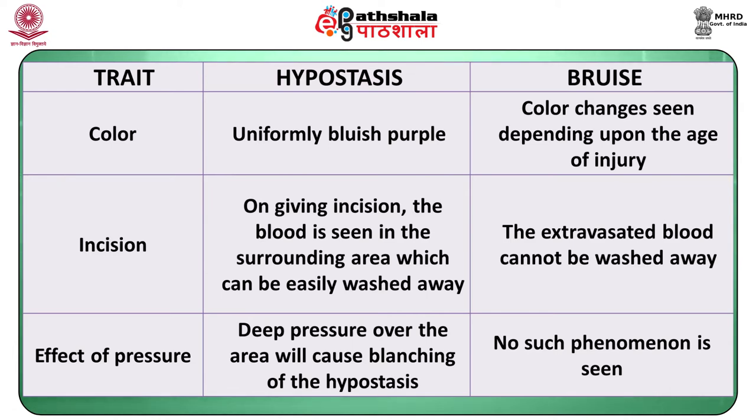If we examine the color, in case of hypostasis, it will be uniformly bluish purple. Whereas the color changes, typical color changes in case of bruise occur as the injury progresses depending upon the time. If we give an incision at the site, the blood is seen in the surrounding area, which can be easily washed away. That is a sign for hypostasis. Whereas in case of bruising, this blood cannot be washed away easily. And if we apply deep pressure over the area, in hypostasis, it may produce blanching effect, especially if it is not fixed. Whereas in case of bruise, there will be no such phenomena.